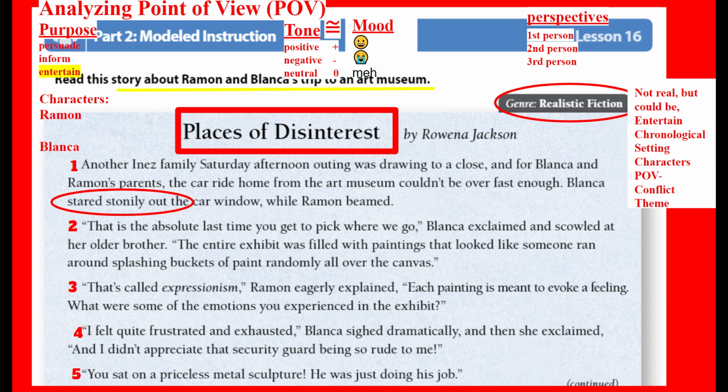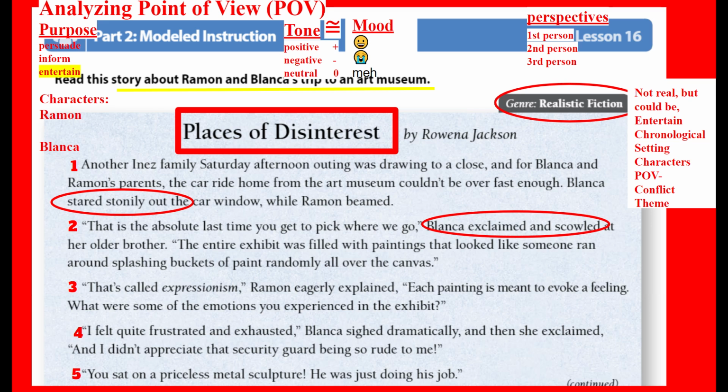I would say chances are probably not, right? If you have a stony look on your face, it's kind of frozen, right? But not in a happy position. So right now, that's Blanca staring stonily out the window. So that's what she's doing. That's an action.